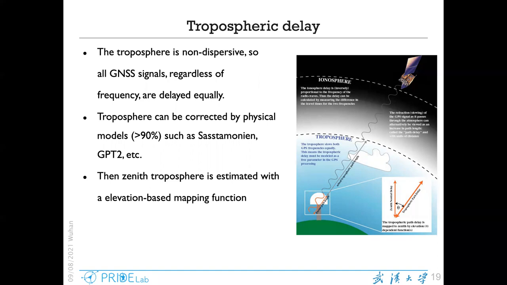For all of the ground stations, you have to estimate troposphere delay, but for LEO satellites orbiting around the Earth at an altitude of about 400 kilometers, you don't need to think about the troposphere delay. In this case, you need to shut it down before you do the PPP positioning.